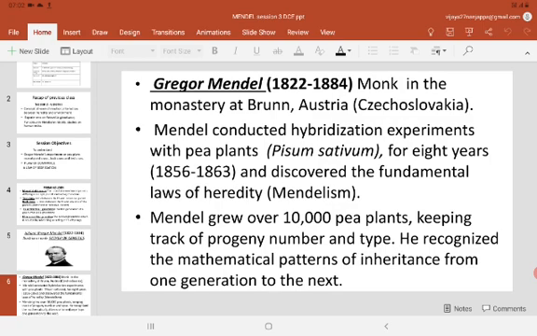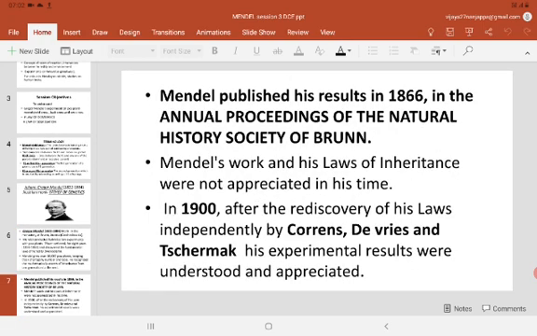He grew over 10,000 pea plants, and he kept a track of the progeny number and type. He recognized the mathematical patterns of inheritance from one generation to the next generation, and he came out with a beautiful explanation which is called Mendelian genetics or Mendelian laws, and which he presented in the annual proceedings of the Natural History Society of Brunn in 1866.